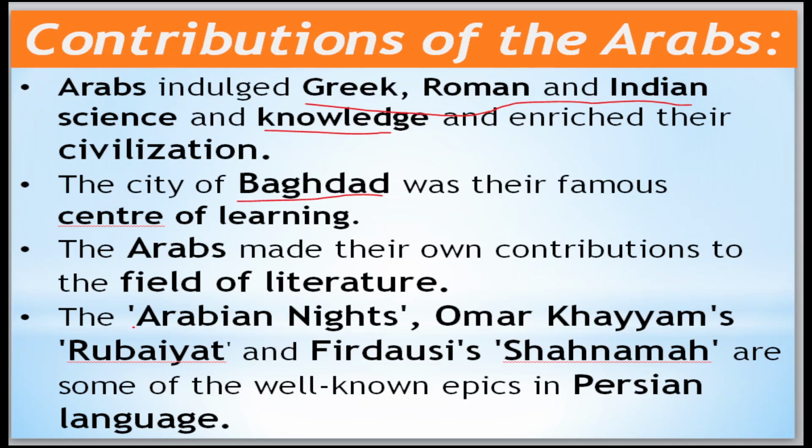One is Arabian Nights. Along with that, Omar Khayyam wrote a book called Rubaiyat. One more book was written by Firdausi, called Shahnama. These are the famous books in the Arab language.